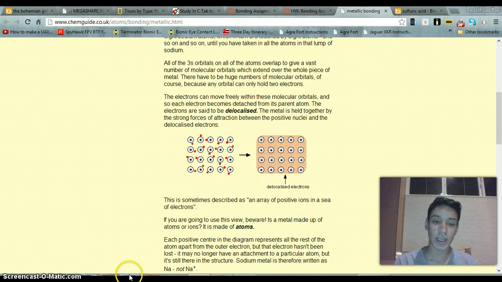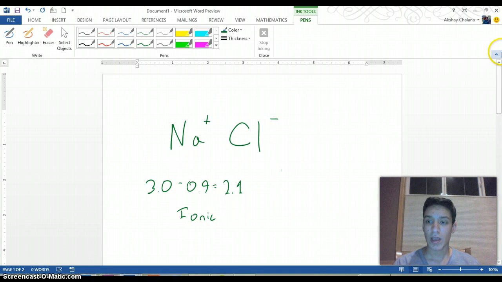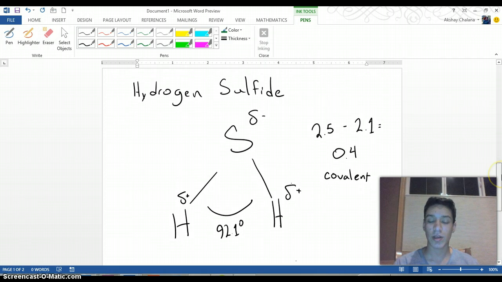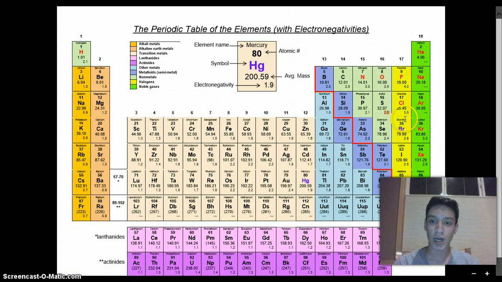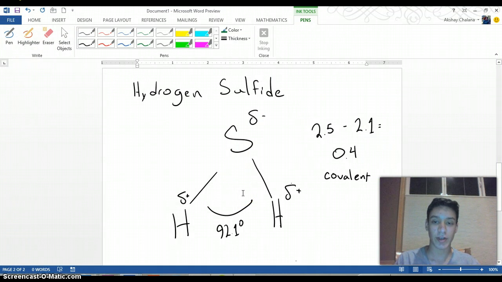The second type of bonding we need to take a look at is covalent bonding. I'm going to use hydrogen sulfide as an example, which is H2S. Sulfur, since it is in the 6th group, which you can see from this periodic table, forms two bonds. These two bonds are formed with hydrogen, which is in the 1st group. We can also look at the electronegativity. Sulfur has an electronegativity of 2.5. Hydrogen has one of 2.1. This means there is a 0.4 polarity, which means it's covalent.